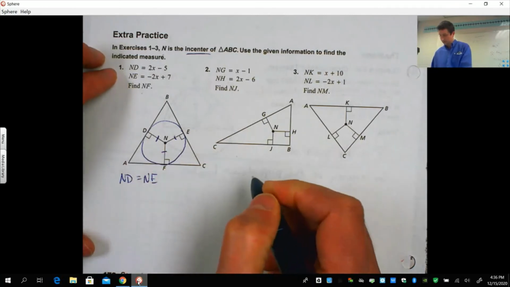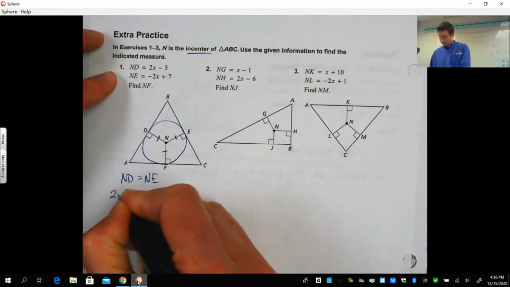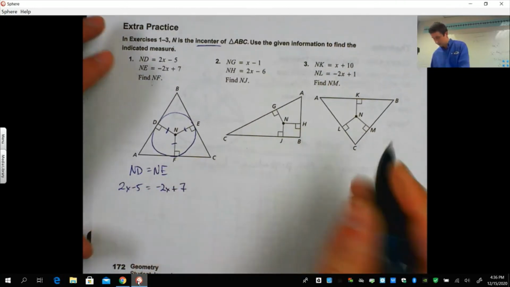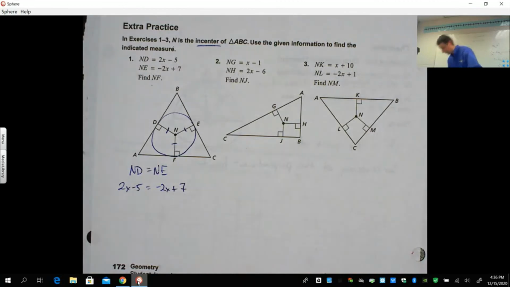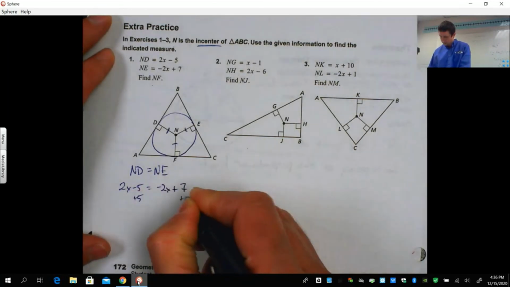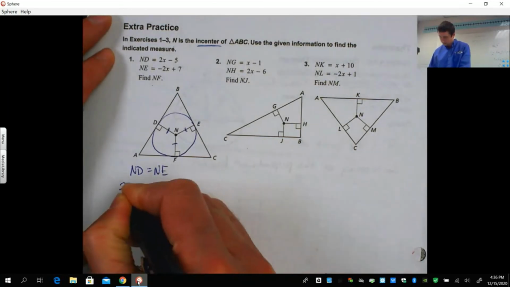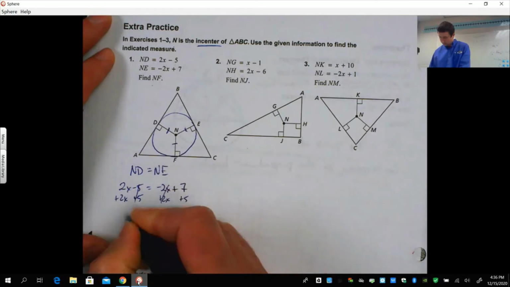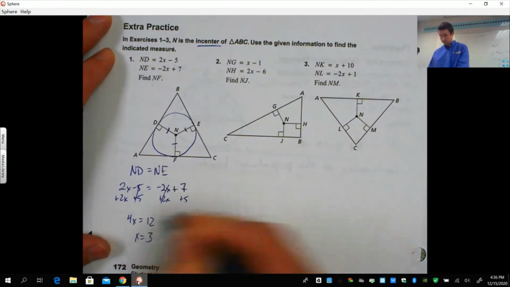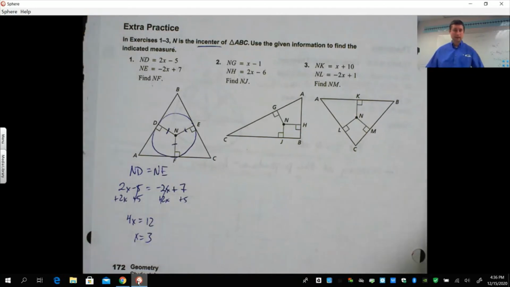Get you some algebra here. So 2x minus 5 equals negative 2x plus 7. And go. See if you can get that solved lickety-split. Add the 5 to the right, add the 2x to the left. That cancels. So 4x equals 12. X equals 3. You beat me. Kudos to you if you did. And if you didn't, keep working. Someday you will.